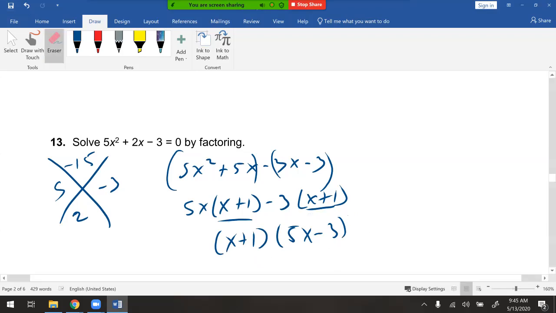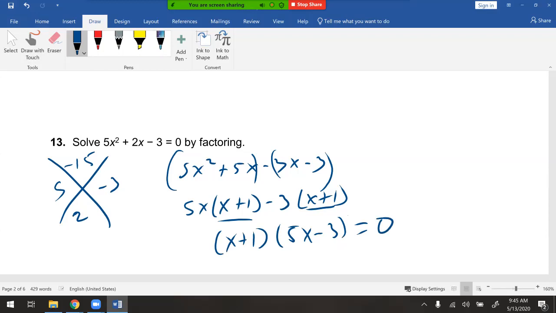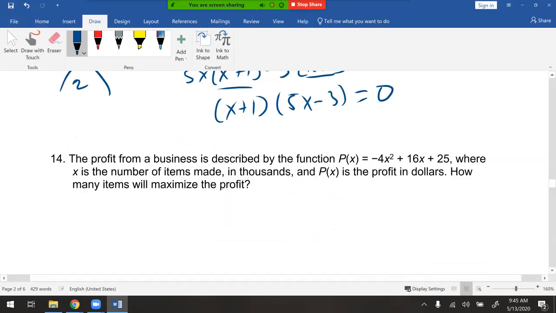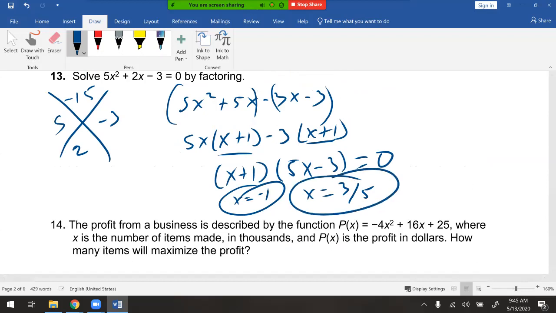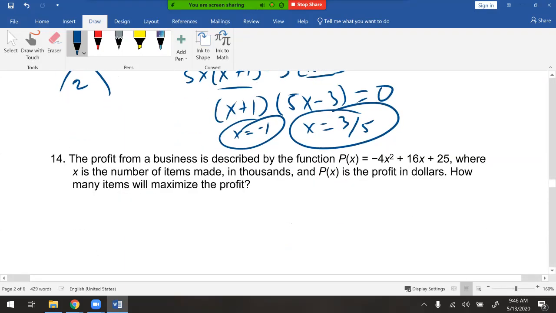Because I need to set this equal to 0 and then find my answers. And I'm actually going to see the answers right away. Again, we take the opposites. So one of them is negative 1. And then the other one is 3 over 5. Voila, now that's it. Okay, we were about 10 questions away from being done.